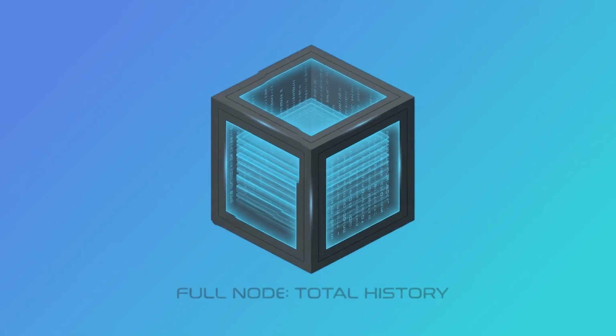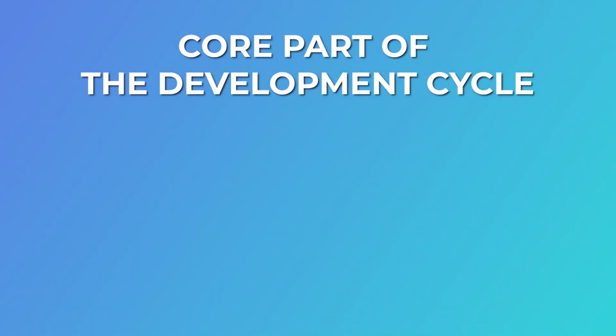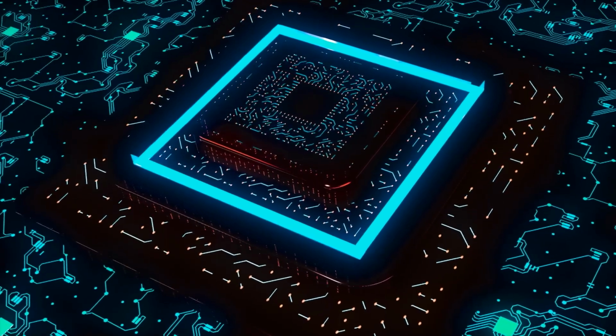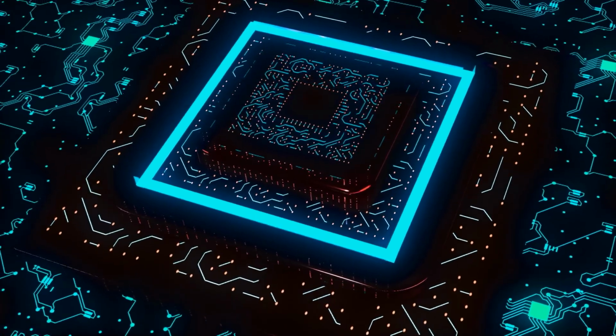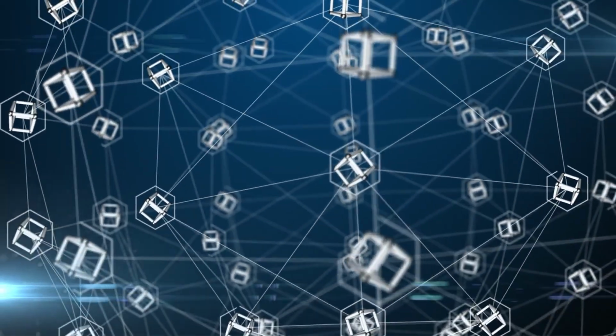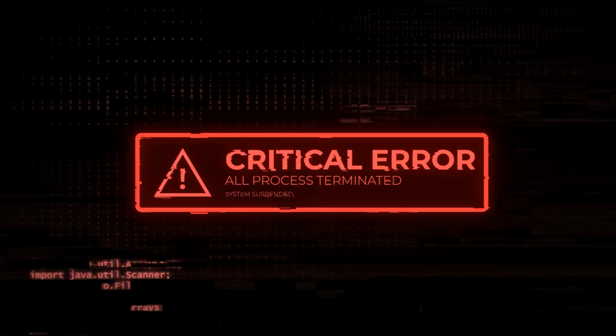Full nodes. A full node downloads and stores the complete blockchain from the genesis block to the present. It independently validates every transaction and every block against the network's consensus rules. It doesn't trust other nodes to tell it what's valid. It checks everything itself. Full nodes are the backbone of any decentralized network.